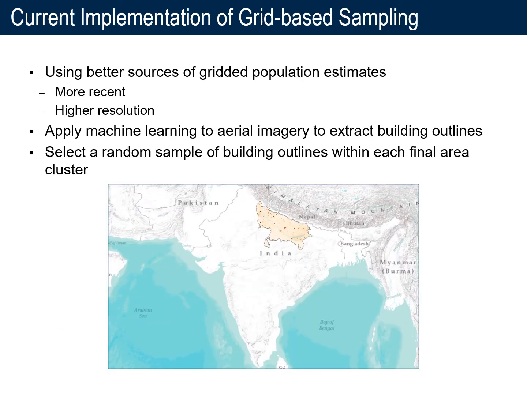Advancements in data availability and technology have led to significant improvements on the geosampling methodology. We are now able to use better sources of gridded population estimates. These are more recent and of higher resolution, but also with the availability of high quality aerial imagery, we've been able to use machine learning to extract building outlines from aerial imagery. From this, we're then able to select random samples of building outlines within each final area cluster.